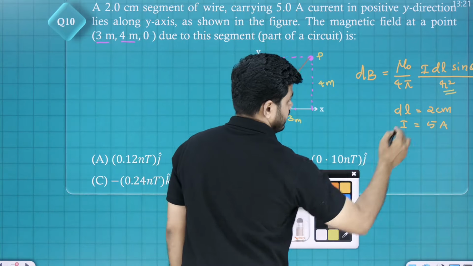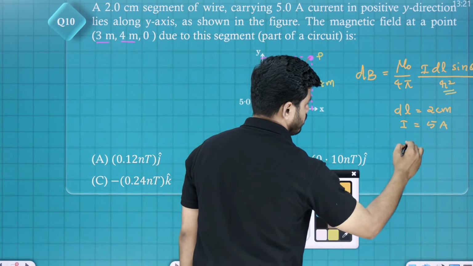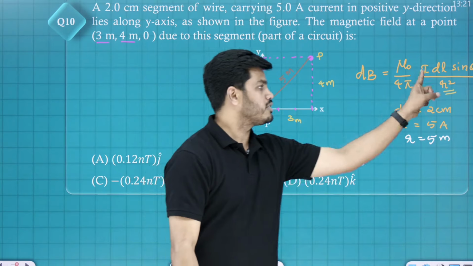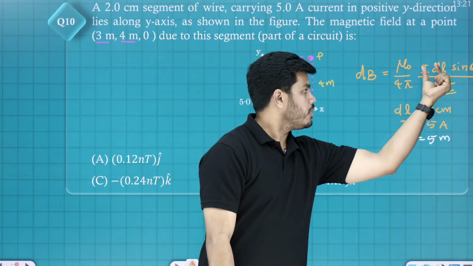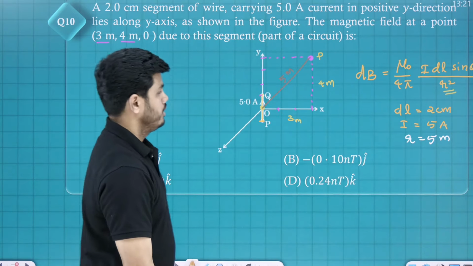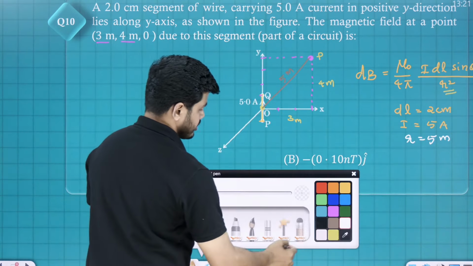So radius in this calculation, r, is supposed to be 5 meters. See, we found all the values except theta now. So I, dl, r all are ready for substitution. So sine theta we have to find out. Now what does that angle theta stand for?